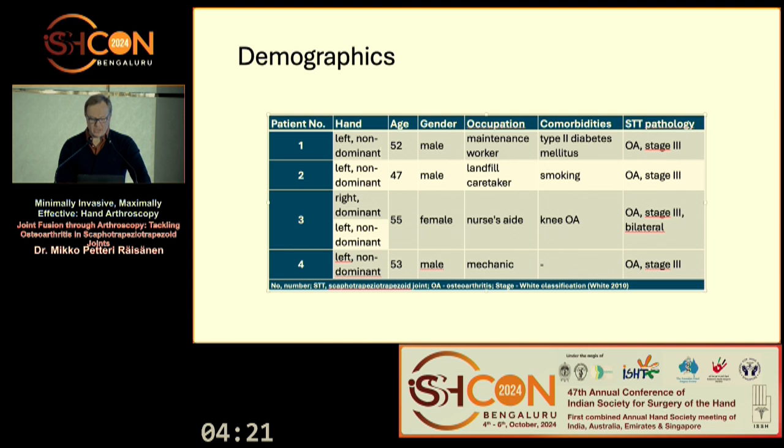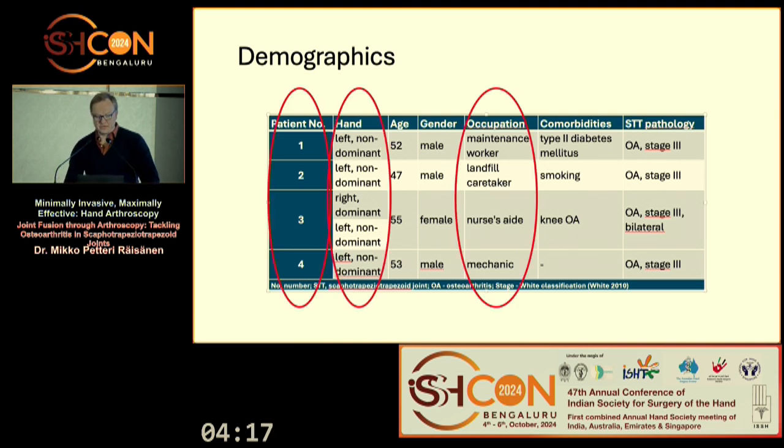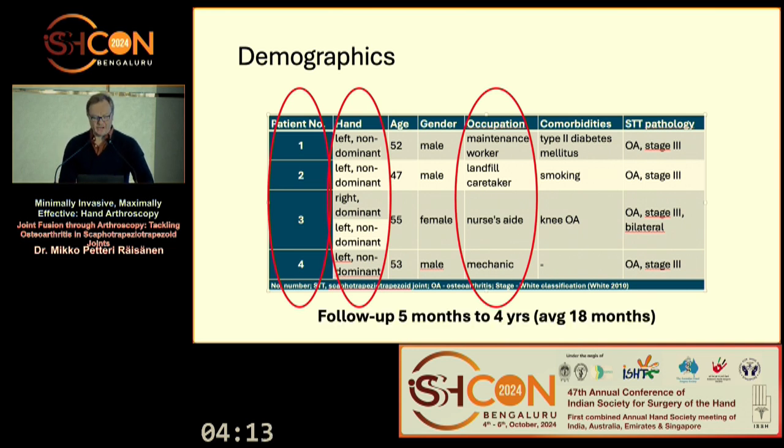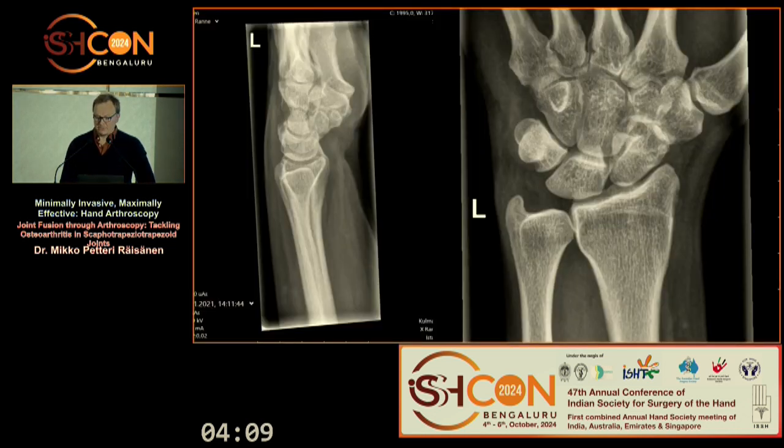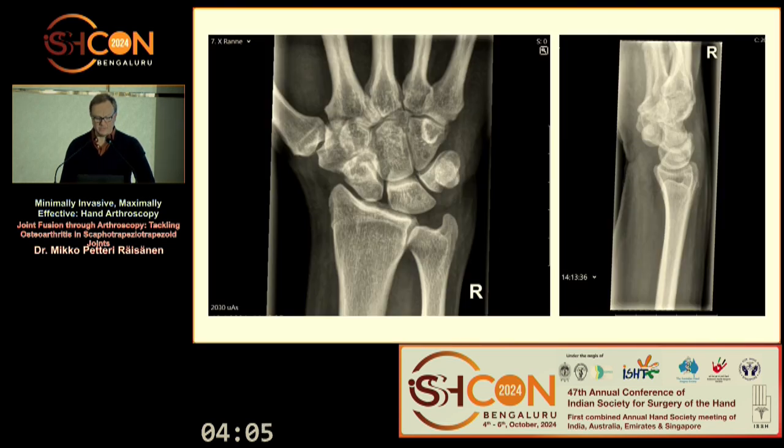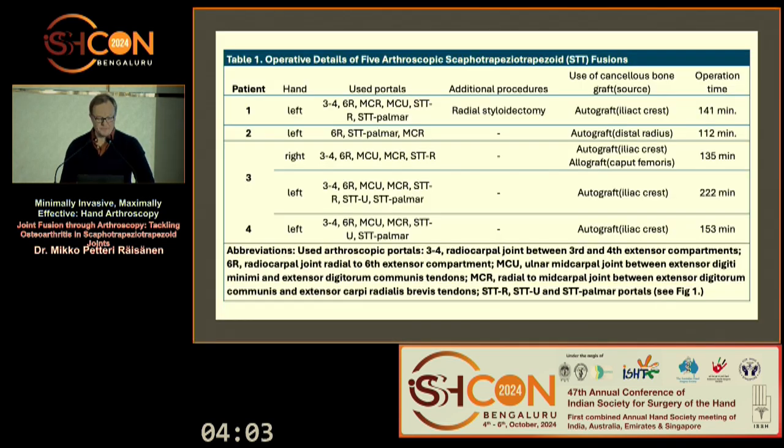So let's look at our case series. We had, as I said, 4 patients with 5 wrists. All of them were blue-collar workers. Follow-up was 5 months to 4 years, average 18 months. Here is one example, isolated STT osteoarthritis. Here is another example, maybe actually the same patient, I can't remember.